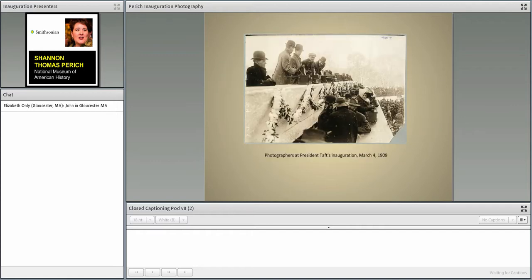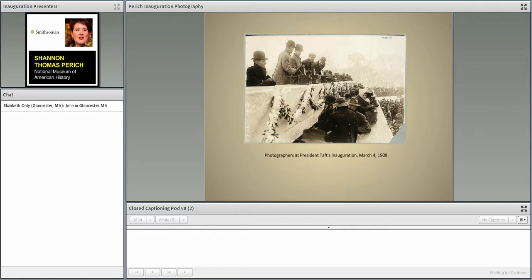We're jumping ahead many years, and here are the photographers at President Taft's inauguration in 1909. Now, the reason I'm starting with the photographers is because I want to think about the makers of all of these images that we're getting ready to see. There's always somebody behind the product and the image, and we want to have some sensitivity to where they're coming from and what their intentions are.